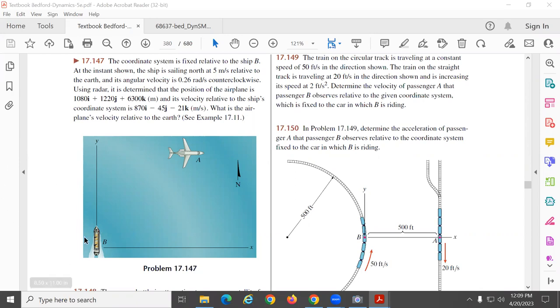Okay, so I guess this is not moving straight. It's moving, it's like the other one. But it's giving you an omega equal to 0.26 radians per second. Counterclockwise, so that's positive. Using radar, it determined that the position of the airplane, so let's say S bar airplane, is 80, 1220, 6300. So this is ship, airplane. And its velocity relative to the ship, so that would be the velocity of A with respect to B.